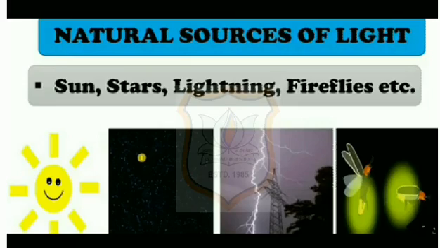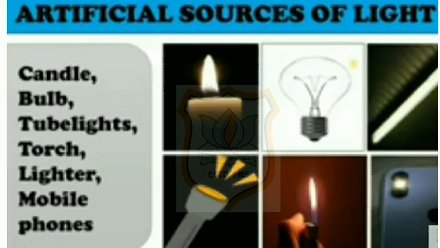For example, sun, stars, lightning, fireflies, and deep sea organisms are the natural sources of light. What are artificial sources of light? Sources of light which have been made by man are called artificial sources of light. For example, candle, bulb, tube light, torch, lighter, mobile phones, etc. are the artificial sources of light.